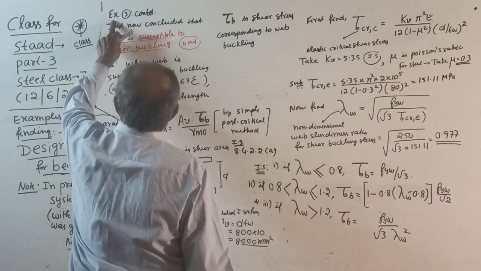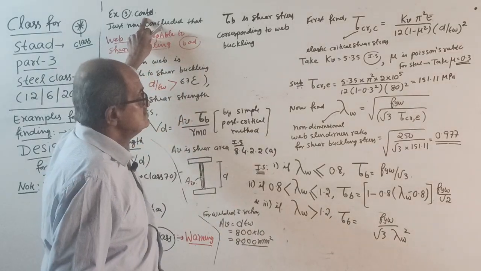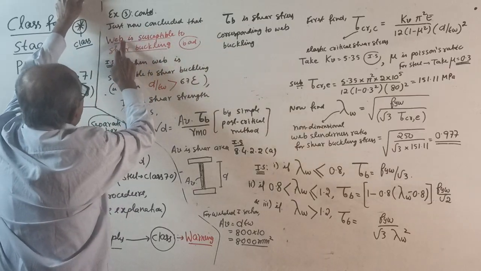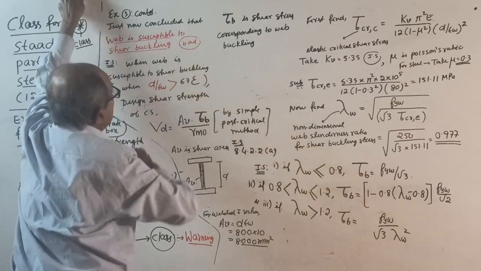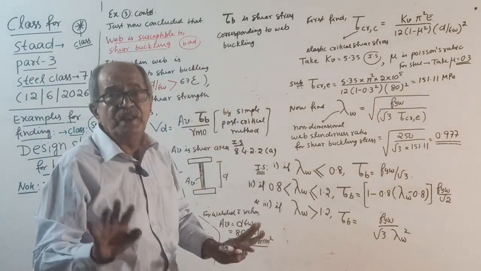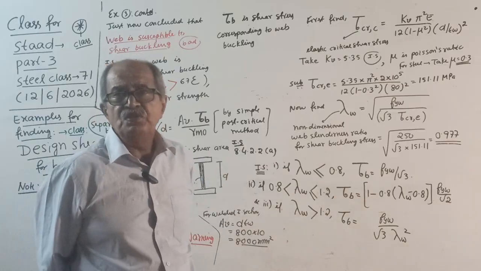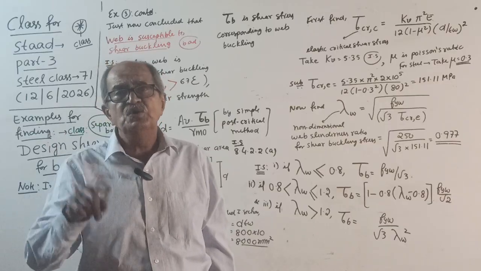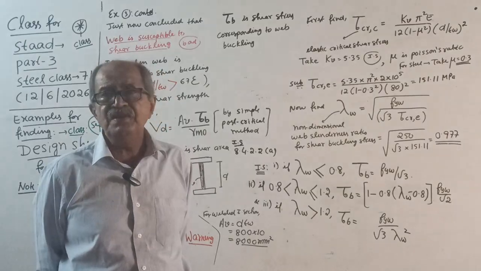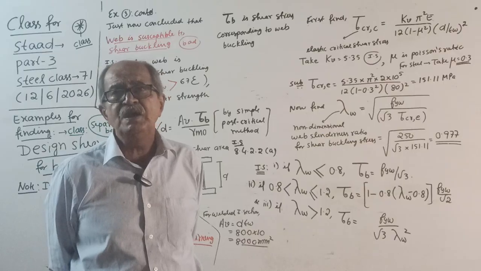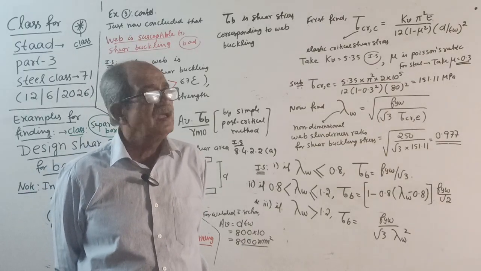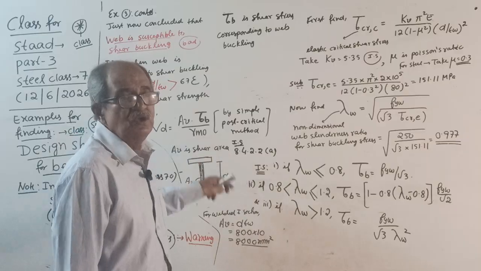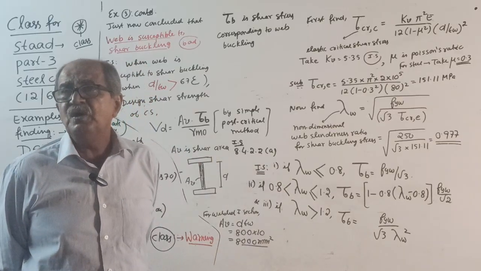Now, Example 3 continued. I removed everything. Just now we concluded that the web is susceptible to shear buckling. That is a bad case. Be very careful. If the web is not susceptible to shear buckling, it is a one line answer: Av Fyw by root 3 gamma M0. Means the allowed stress is Fyw by root 3, gamma M0 is here also. So allowed stress in shear is Fyw by root 3.